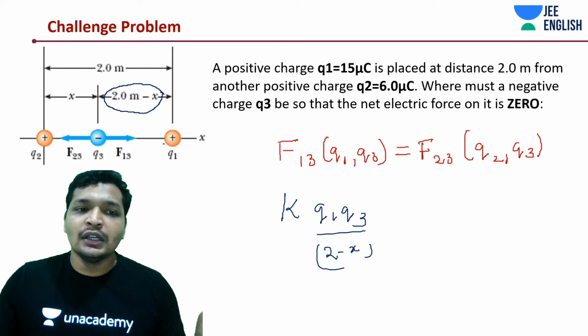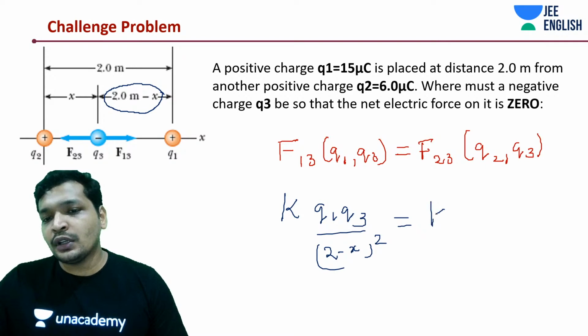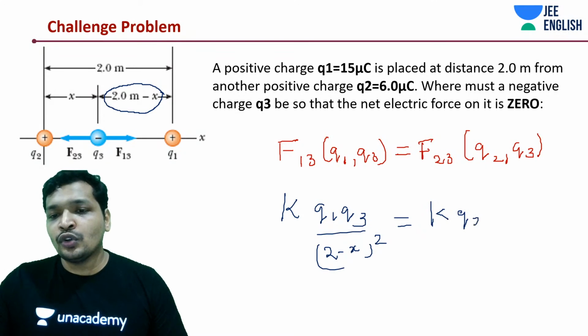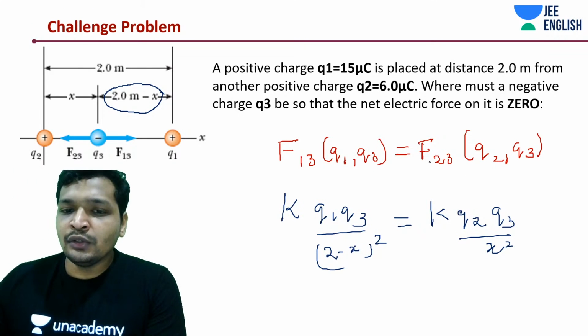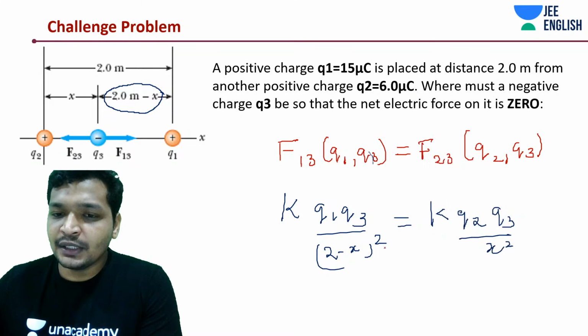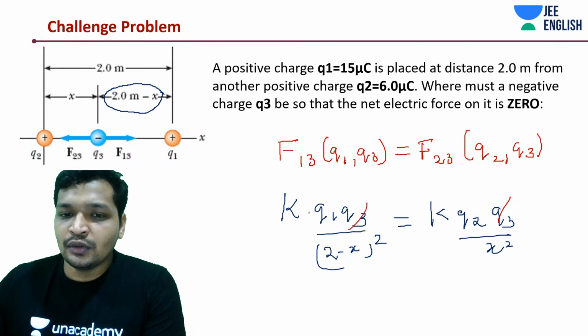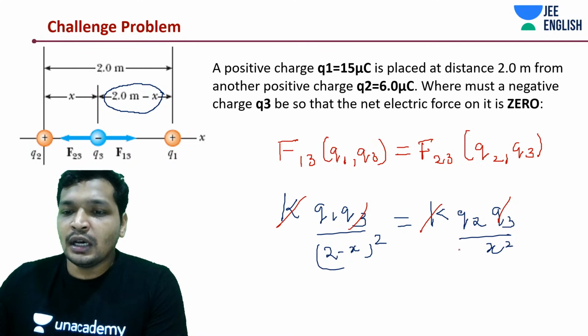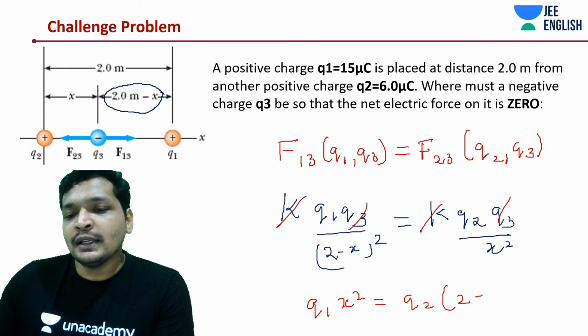If I say the distance between Q2 and Q3 is just x, then the whole square should be equal to K into Q2 into Q3 divided by x square. Simply what would you do? Cancel out Q3 and K, same medium, does not matter. So just cancel out the basic things. Now it is Q1 into x square is equal to Q2 into 2 minus x whole square.